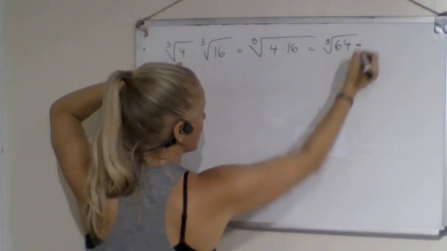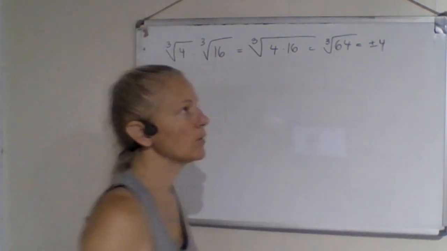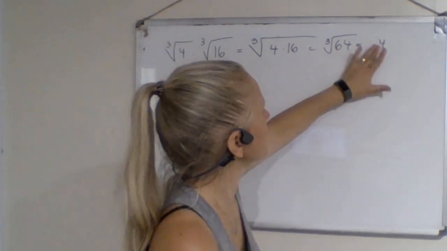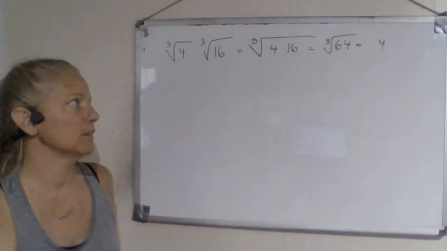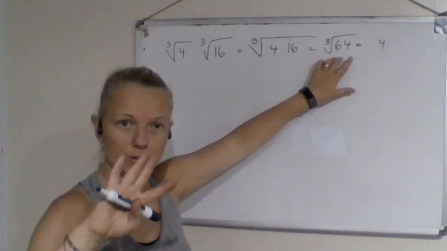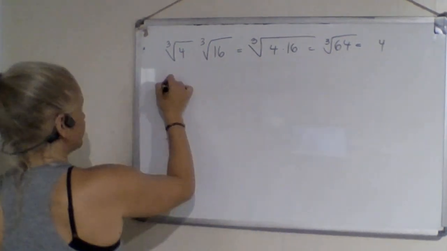If you put this in a calculator, you're going to end up with 4. That's the cube root. It's an odd root, okay? 4 to the 3rd power is 64. You can check that by doing the math. The cube root of 64, you'll get 4. Let's try another one.